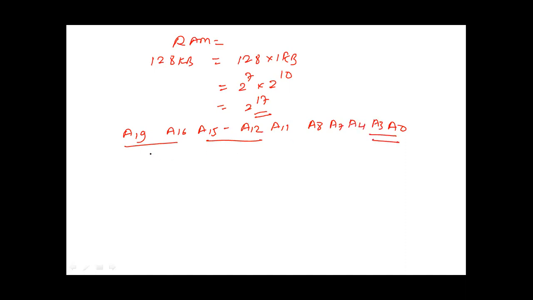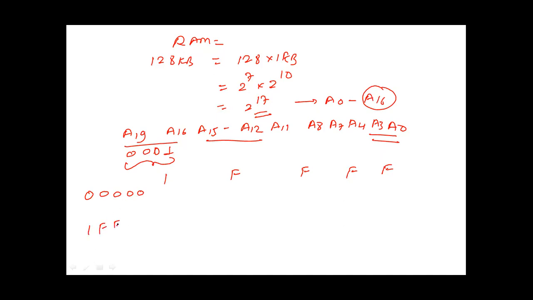So the starting address would be all zeros, and the final address would be all ones. So this would be F, this would be F, this would be F, this is F. Whereas as it is 17 lines, I will be using only A0 to A16. So only A16 will become 1, and A19 would be 0, A18 would be 0, A17 would be 0, A16 would be 1. So this will become 1FFFFH. So the starting address would be 00000, and the final address would be 1FFFF.